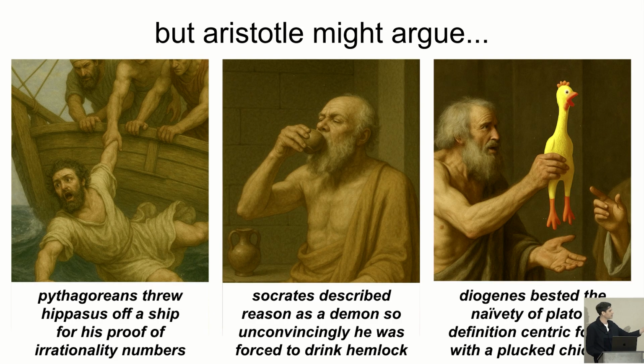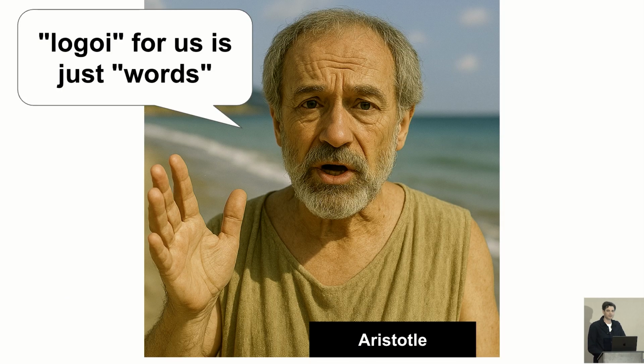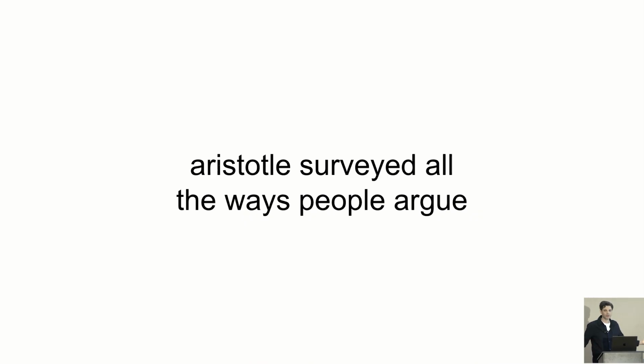And, well, what about Plato? Diogenes bested him with a plucked chicken, over the definition of what is man. But what Aristotle might really succinctly tell us is that, well, logoi are actually just words. And so what he had to do was survey all the ways that people were arguing with each other. Logic, as we think of it today, did not exist.